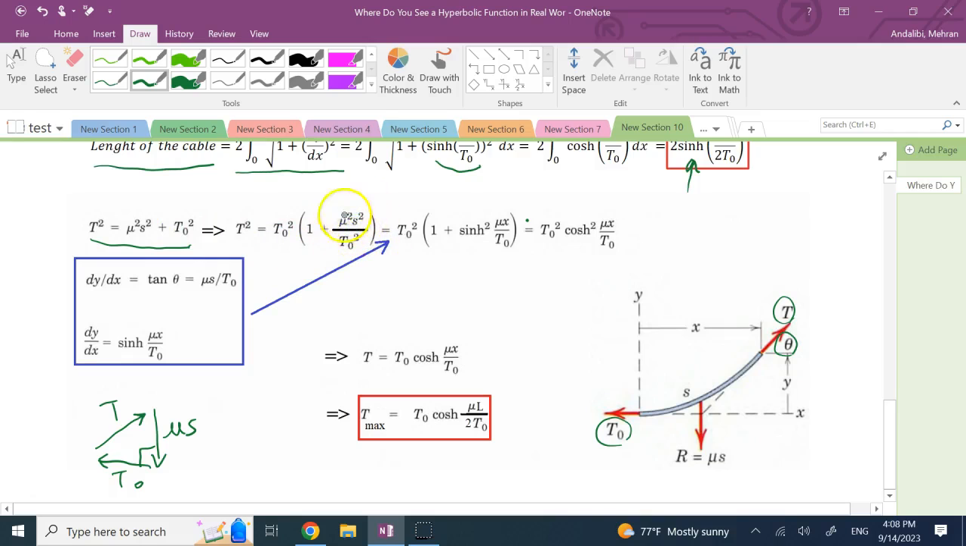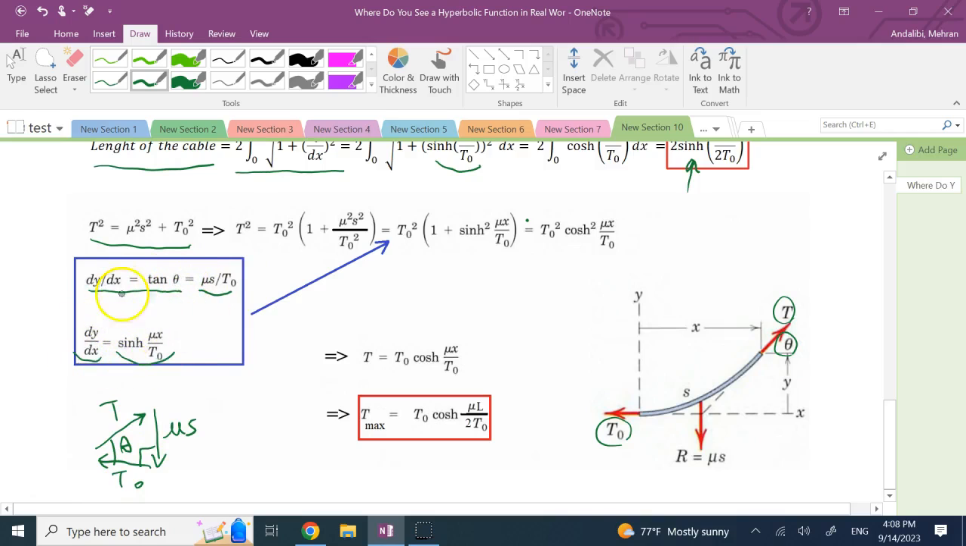Now you might say, what is this mu s over T naught, the whole thing squared? For that, I need to go back to the relation I found earlier, and that was dy over dx, or p, or tangent theta. It was mu s over T naught, right? And you can see that from this triangle too. If you look at this triangle, this angle here is theta. And tangent of theta is mu s over what? T naught. And remember, tangent theta is the first derivative. And remember the first derivative was a sine hyperbolic function.